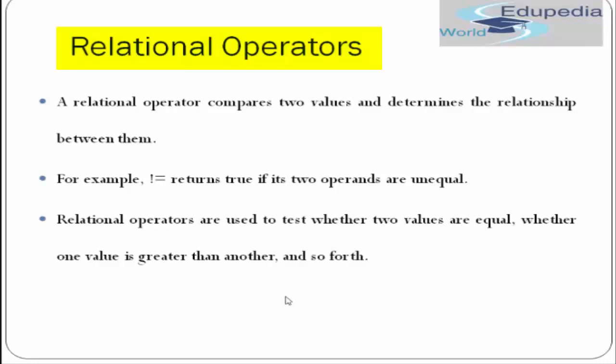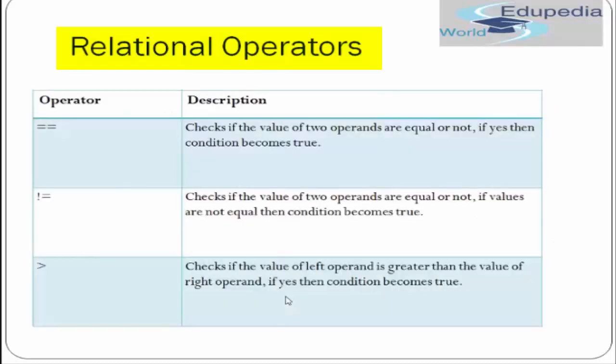For example, not equals to returns true if two operands are unequal. So it is actually comparing two values to determine any relation between them. Relational operators are used to test whether two values are equal and whether one value is greater than the other, and so forth. So what are the different relational operators?